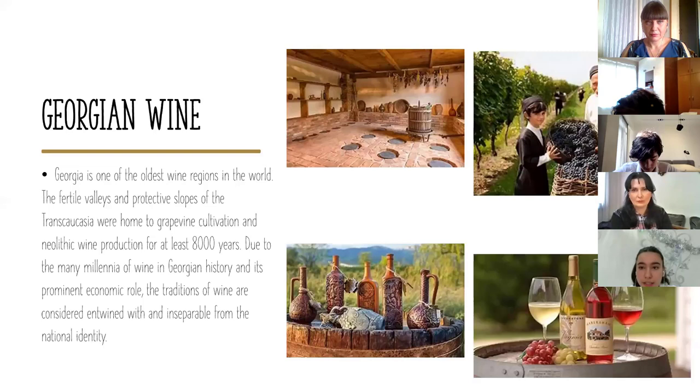Georgian wine. Georgia is one of the oldest wine regions in the world. The fertile valleys and protective slopes of Transcaucasia were home to grape cultivation and Neolithic wine production for at least 8,000 years. Due to the many millennia of wine in Georgian history and its prominent economic role, the traditions of wine are considered entwined with and inseparable from the national identity.